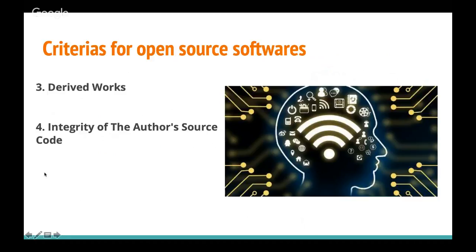The fourth is integrity of the author's source code. The license might require the derived works to carry a different name or version number from the original program. The license must ensure the open source is easy to obtain, but may require the modified source to be distributed in the form of original source plus patches. In this way, unofficial changes can be easily distinguished from the original source.